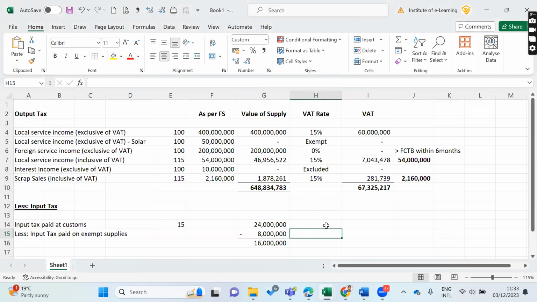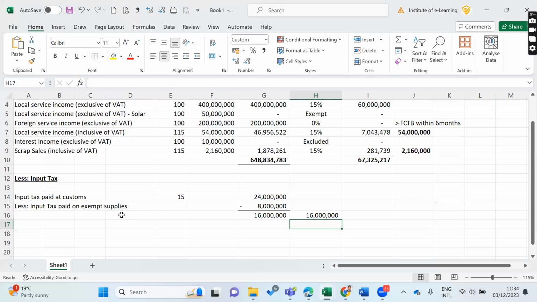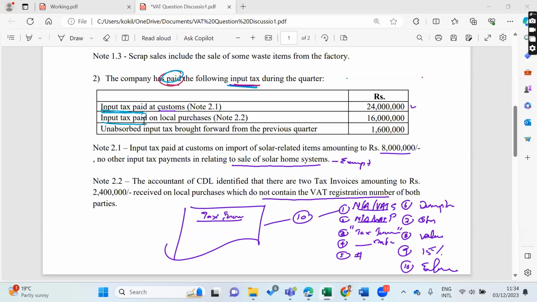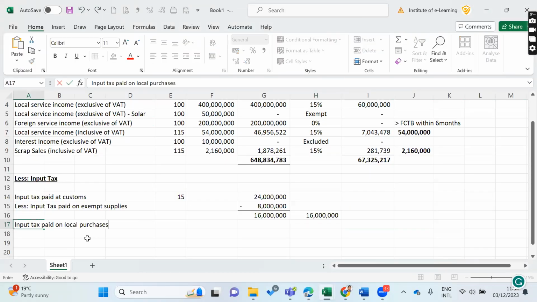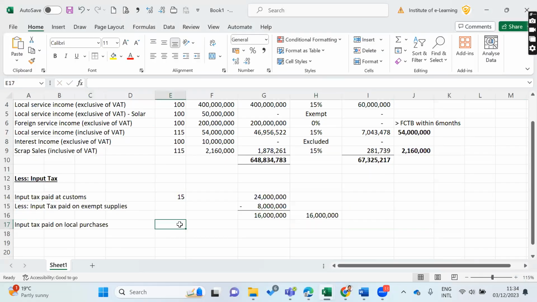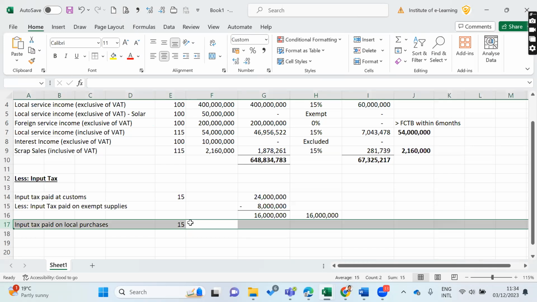16 million. Then I will take this figure as the final figure for input tax relating to imports, paid at the customs. Then the next one, let's look at input tax paid on local purchases. Here, input tax relating to local purchases, also here 15, right? Given this 15, input tax paid, how much?